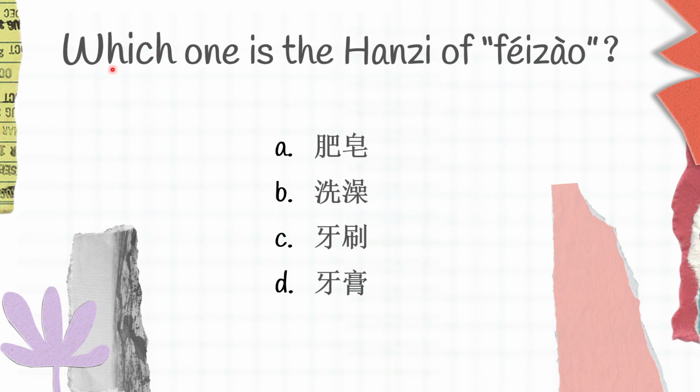The next one here, which one is the Hanzi of 肥皂? I'll give you time to think. A is 肥皂, B 洗澡, C 牙刷, and D is 牙膏. 肥皂 here is A.